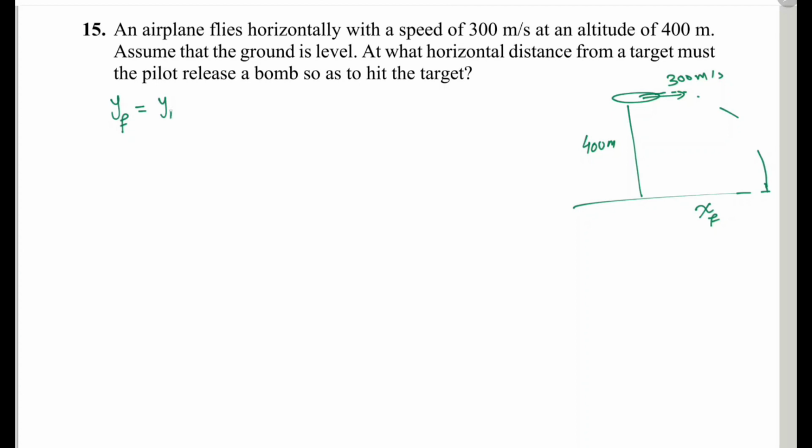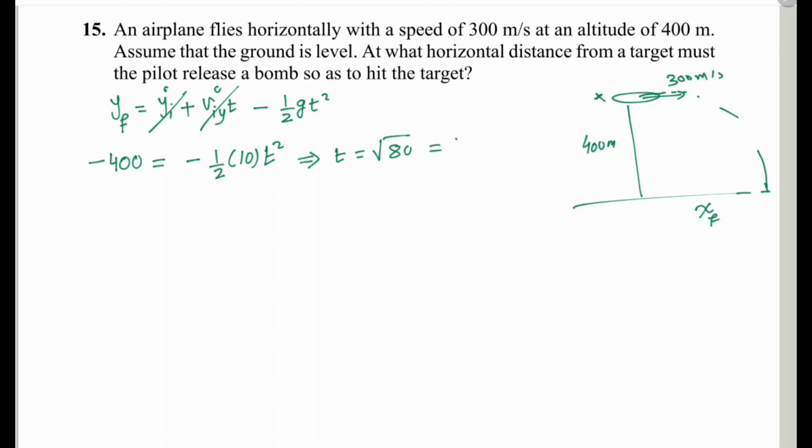equals y initial plus the initial y t minus half g t squared, minus 400, assuming that this is the origin here, equal to minus half ten t squared. This is 0 and this is 0, and from this one here t equals the square root of 80 or 8.9 seconds.